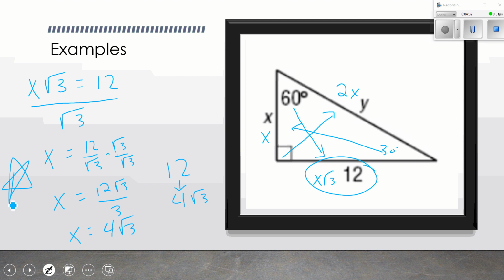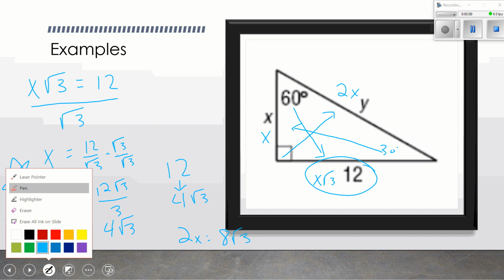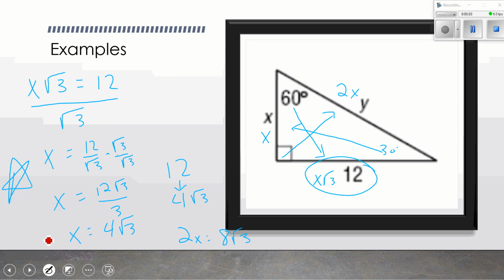So I have x is equal to 4 root 3, which means I know 2x is equal to 8 root 3. So I'm going to go ahead and label my sides based off of that information. This side should be 4 root 3. This side should be 8 root 3, which means that x is equal to 4 root 3 and y is equal to 8 root 3.